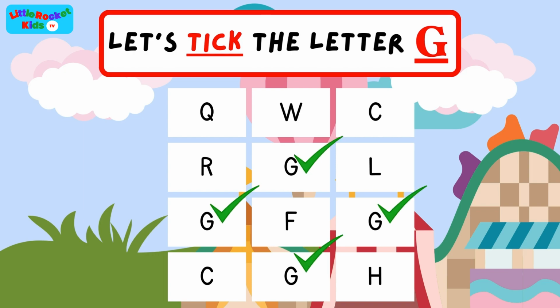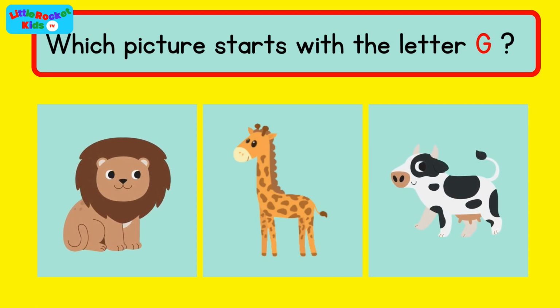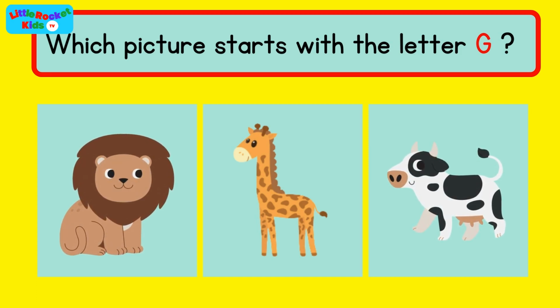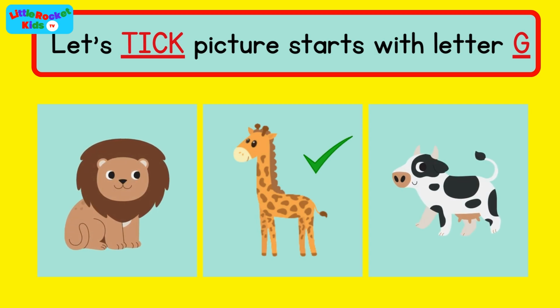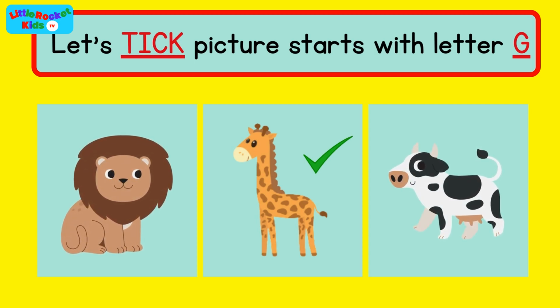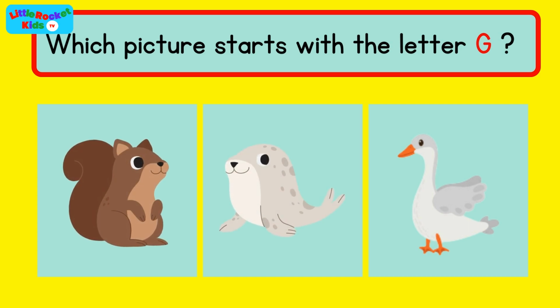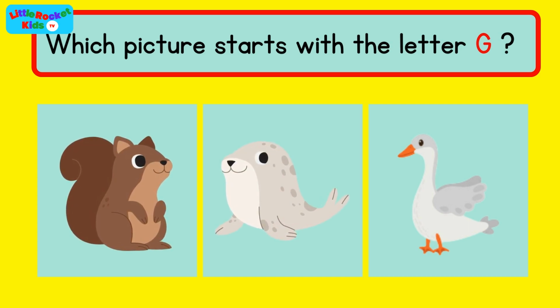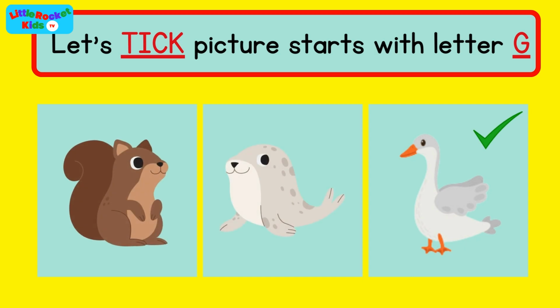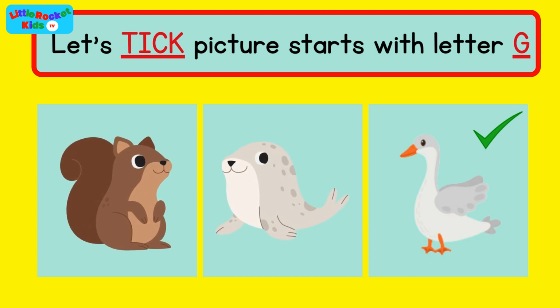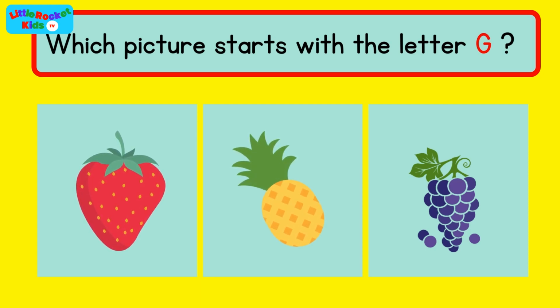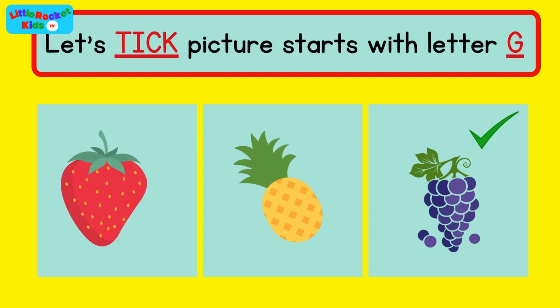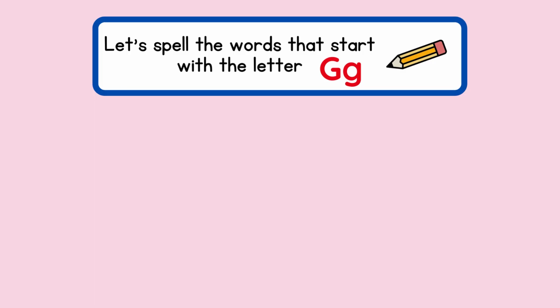Good job. Now children, we will take the picture which starts with letter G. Can you find it? Come, let's find and tick together. Yes, that's right. G for giraffe. Can you find G in the second picture? Let's tick it together. Yes, that's right. G for goose. Last one. Can you find G in the third picture? Yes. G for grape.